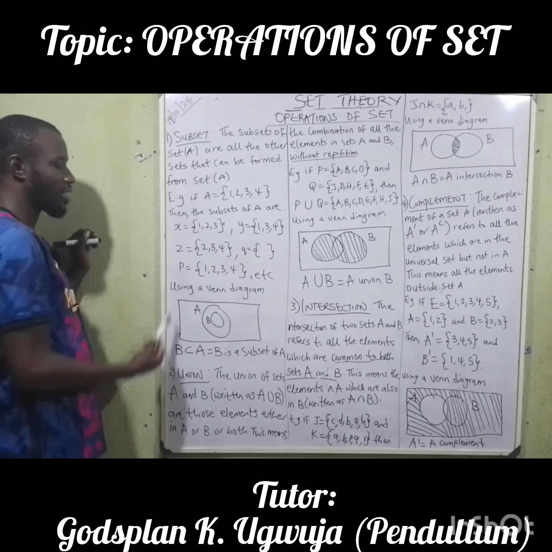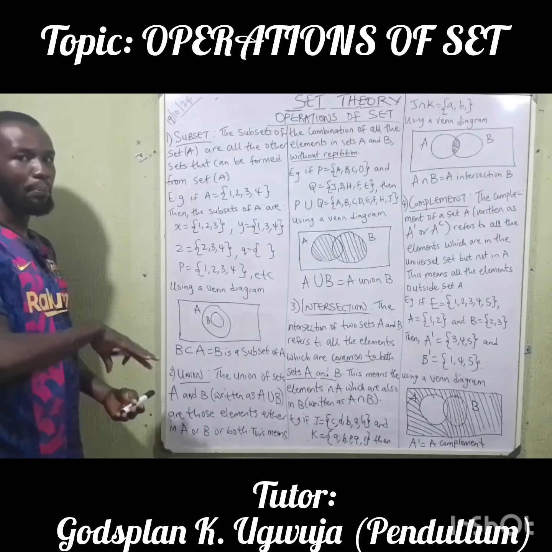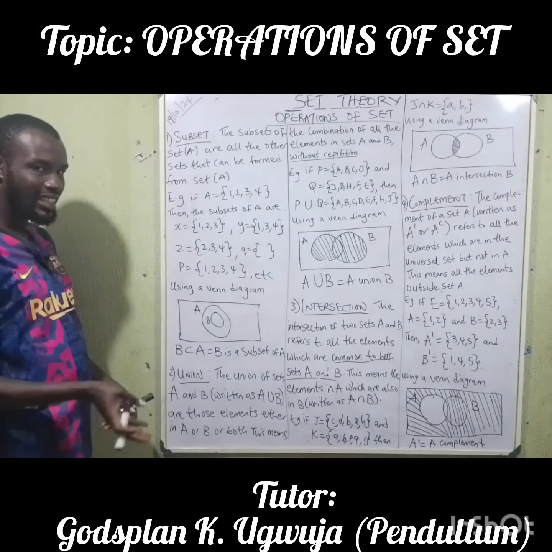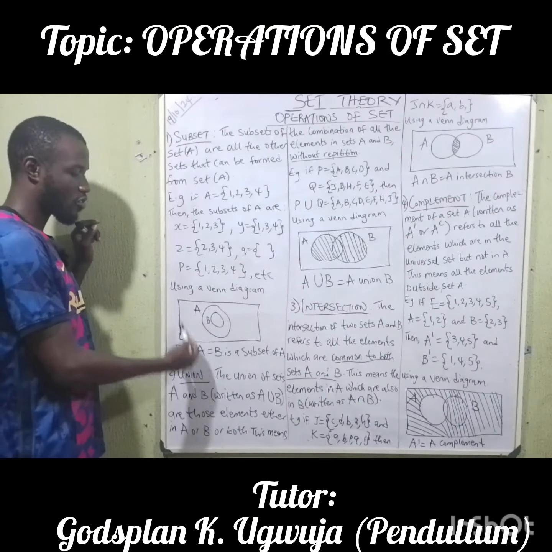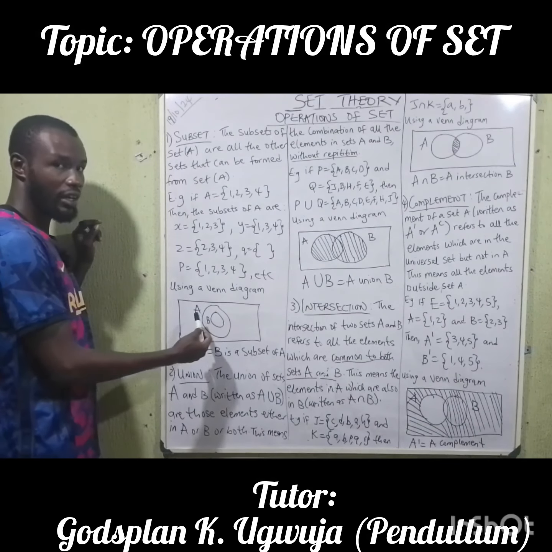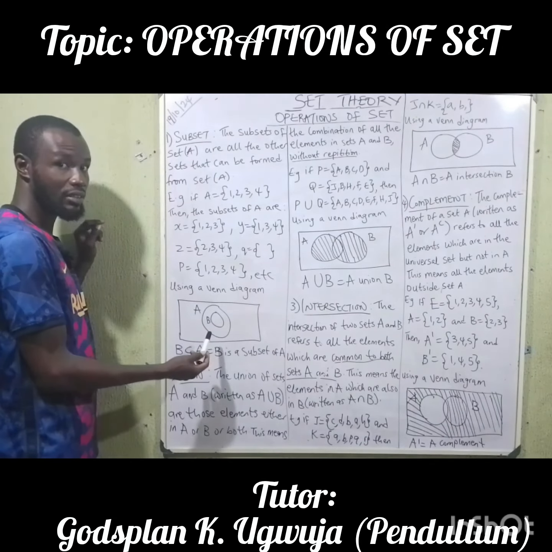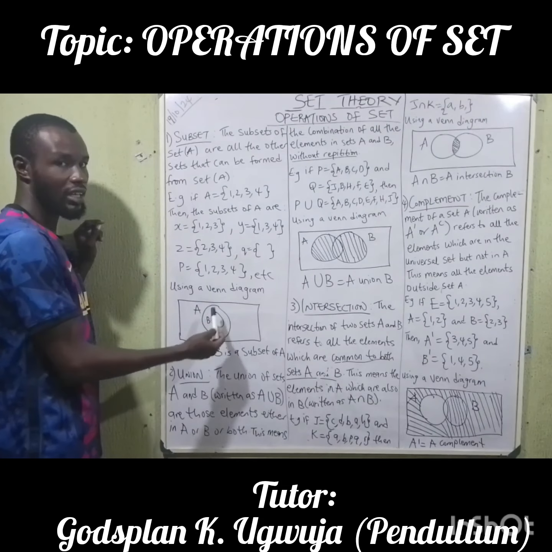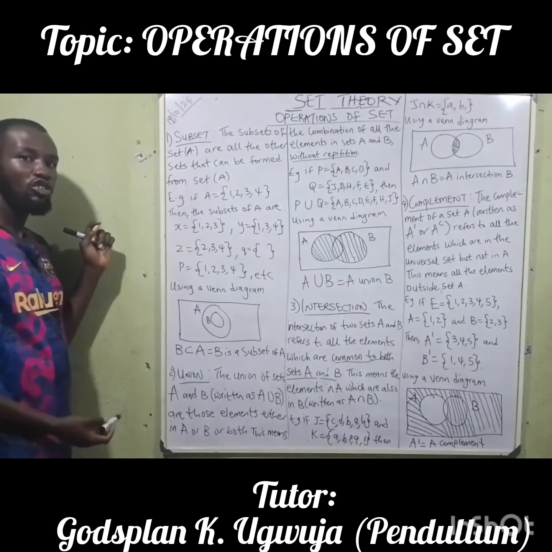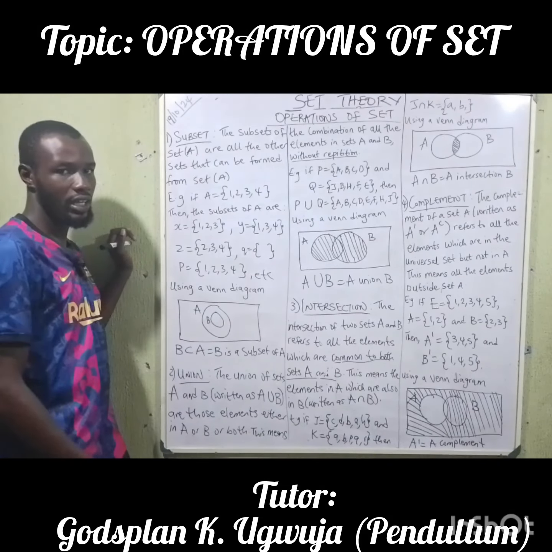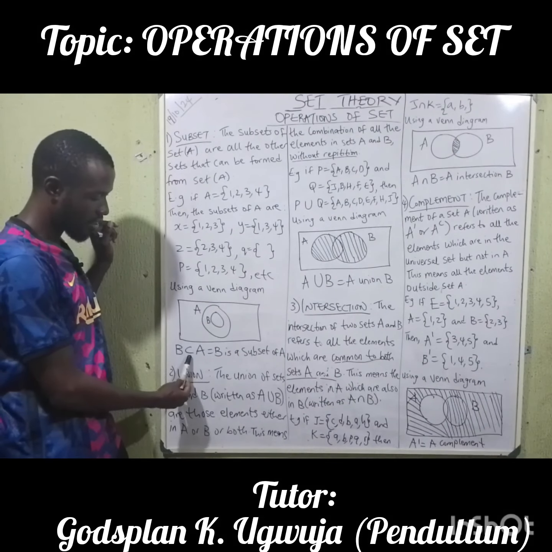Now, if you want to represent subset with a Venn diagram, remember I told you that subset means that one is a part of, or one is within the other. All right. So if I want to say that B is a subset of A, this is set A. In a Venn diagram, you represent sets by circles. So this is set A, the bigger one, and then set B is inside A, showing you that set B is a part of A, or set B is within A, or we say B is a subset of A.